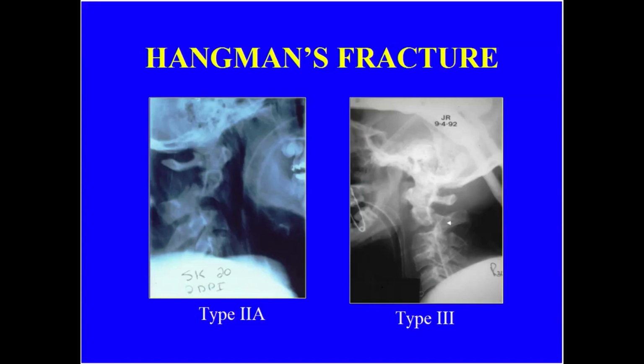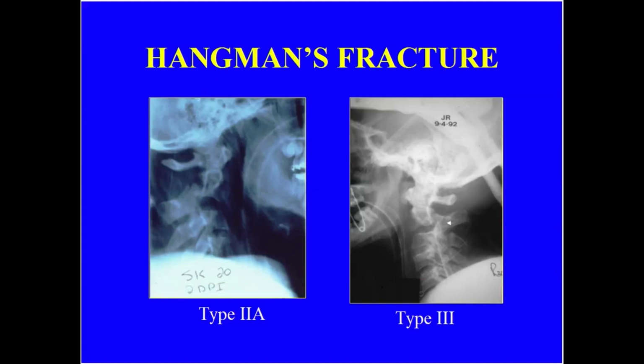One is the type 2A hangman's fracture, where there's not much anterior translation, but there's a lot of angulation. You don't really want to apply traction to that patient because you can actually distract at the disc space, which you can see going on here. What you want to do is just manipulate, hyperextend the patient in bed, get this angulation improved, and then put the patient in a halo.